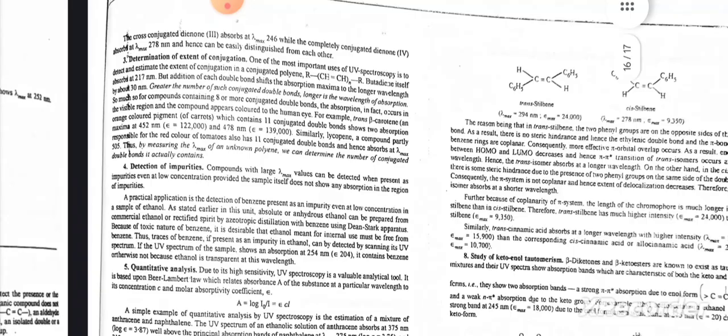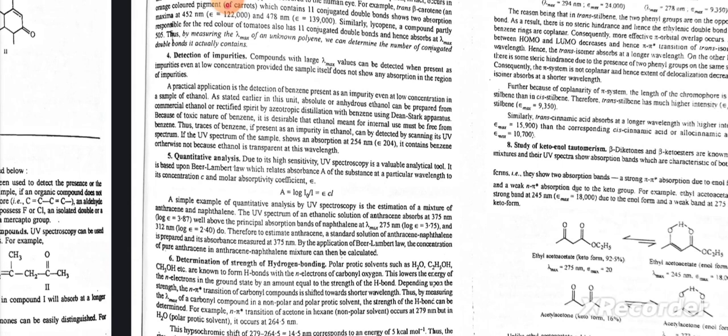Compounds with large lambda max values can be detected when present as impurities at low concentration, provided the sample itself does not show any absorption in the region of impurities. A practical application is the detection of benzene present as an impurity even at low concentration in a sample of ethanol. As stated earlier in the unit, absolute or anhydrous ethanol can be prepared from commercial ethanol or rectified spirit by azeotropic distillation with benzene using a Dean-Stark apparatus.